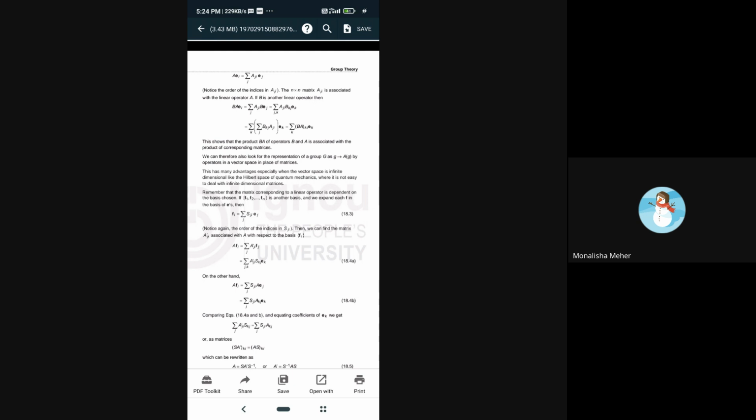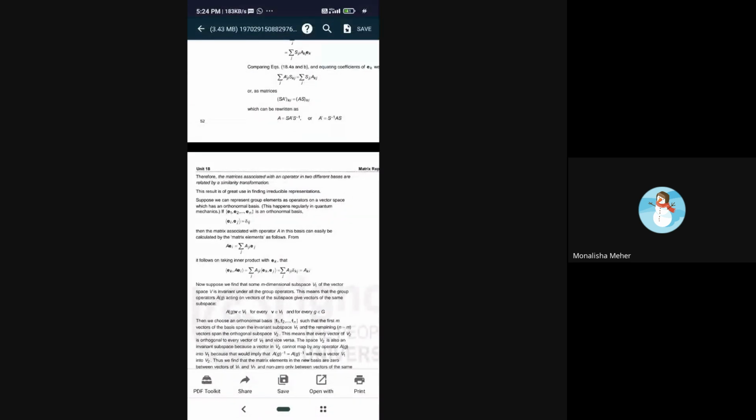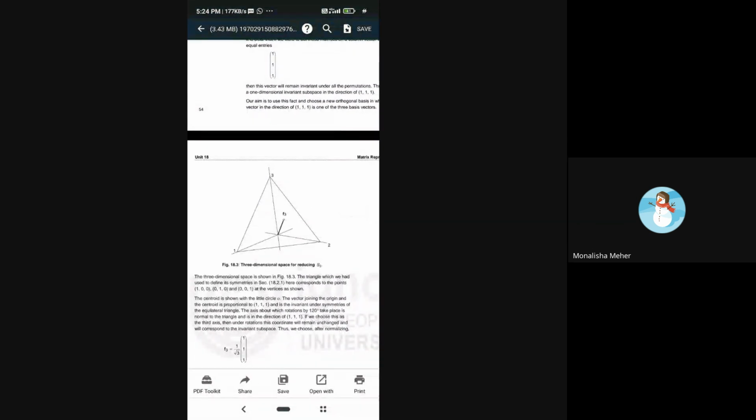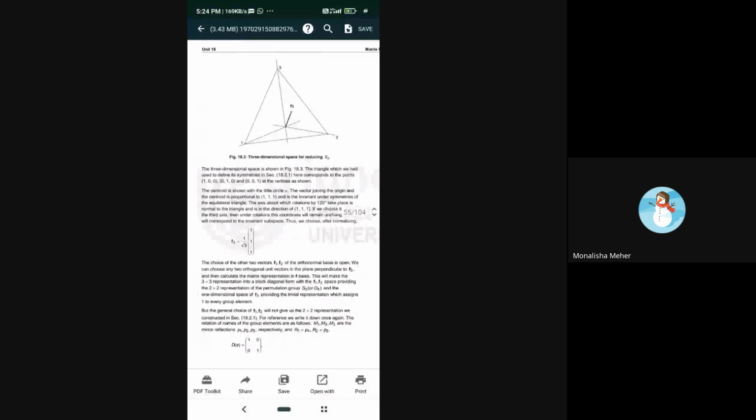We can therefore also look for the representation of a group G as operations in a vector space in place of matrices. So the things go like this. And you can see that the matrices associated with an operator in two different bases are related by a similarity transformation, as we have discussed. So there are examples of how you can reduce the representation of S3. And there is a three-dimensional space for reducing S3.